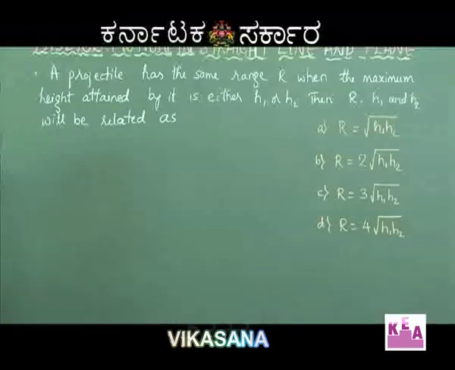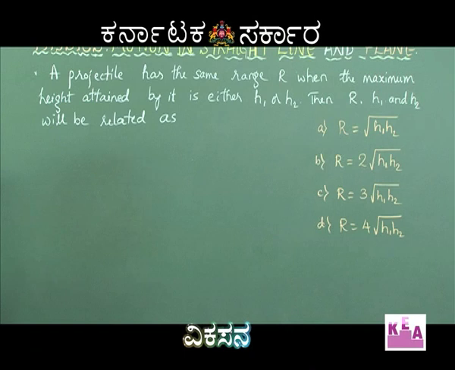Take a look at the next question. A projectile has the same range r when the maximum height attained by it is either h1 or h2. Then r, h1 and h2 will be related as: options: r is equal to square root of h1 h2, r is equal to 2 times square root of h1 h2, r is equal to 3 times root h1 h2, or 4 times root of h1 h2.